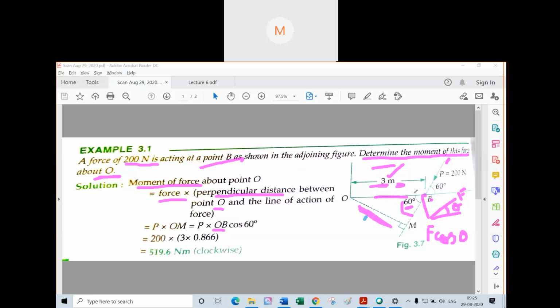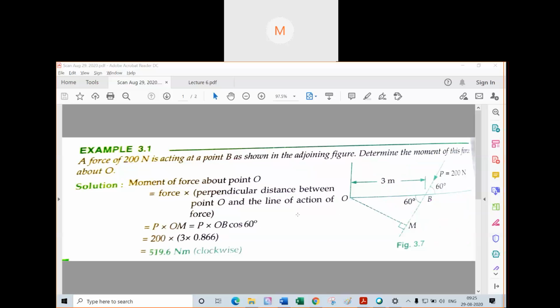So if you take this cos theta component, or you can just note it like this. Cos theta is equal to what? Anyone tell me, what is cos theta? Yeah, no one is there. Base by hypotenuse.